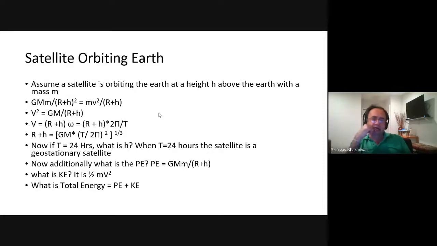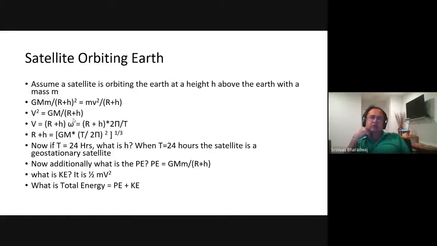Assuming a satellite is orbiting the Earth at a height h above the Earth, GM by r square equals mv square by r. That's how you end up with T square proportional to r cubed. So this is the formula you use at a height h. How do you find the period at any height h? The period will be given by this, using GM by r square equals mv square by r. That's how you calculate the period, and T square proportional to r cubed also comes from that.